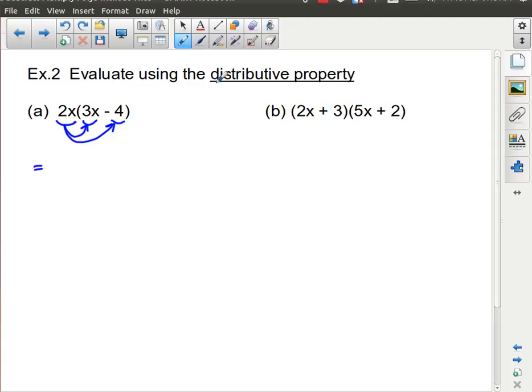And that's something that you should have seen both as review in grade 9 and earlier. So 2x multiplied by 3x is 6x squared. 2x multiplied by negative 4 is negative 8x, or minus 8x. That's the distributive property. Now, if I just had this 2x times this, then I would distribute that in, and I would get 2x times 5x is 10x squared. 2x times positive 2 is plus 4x.